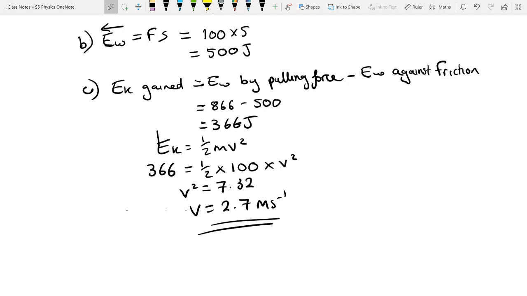Okay, so a lot of repetition of National 5 stuff there, but just expanding a little bit on it.